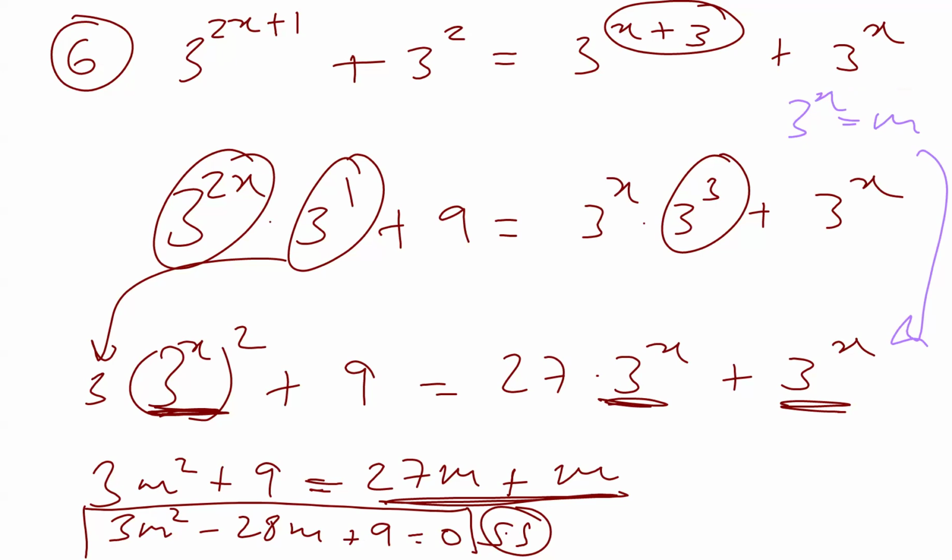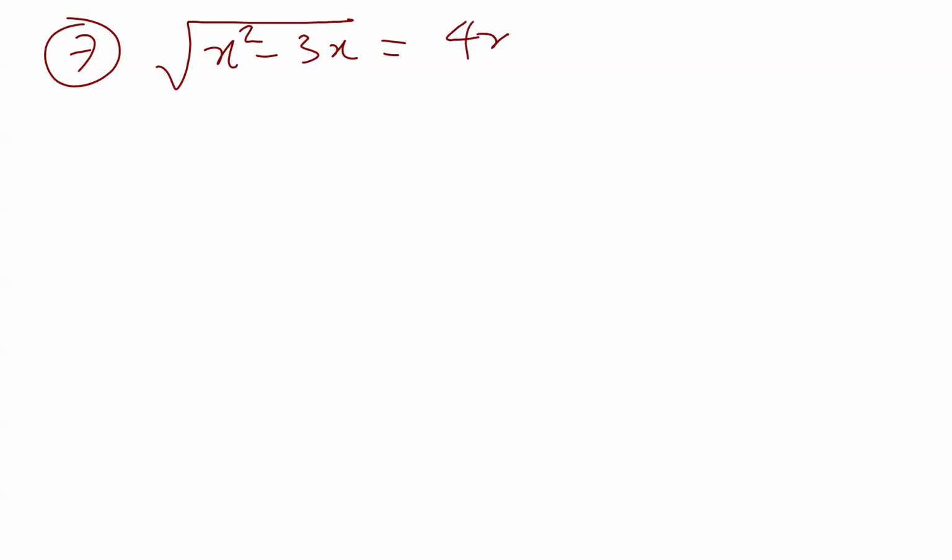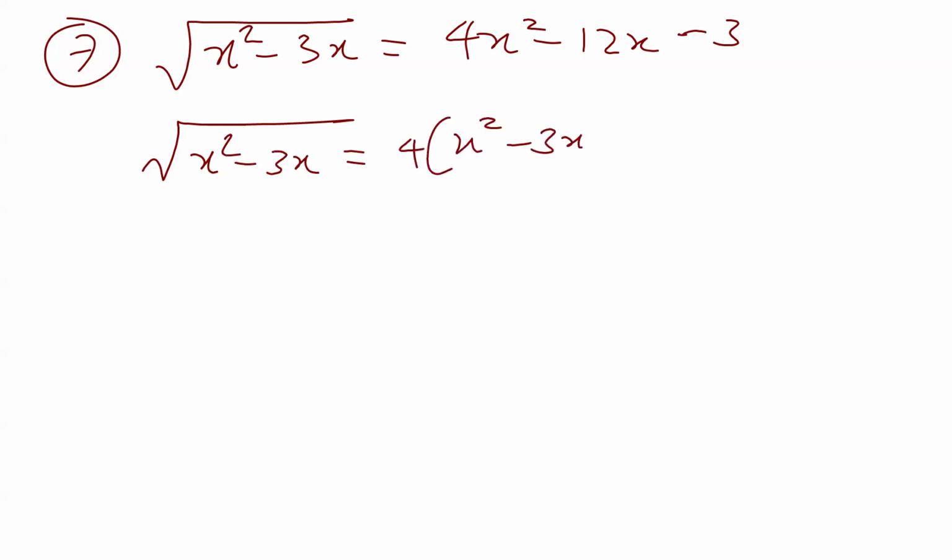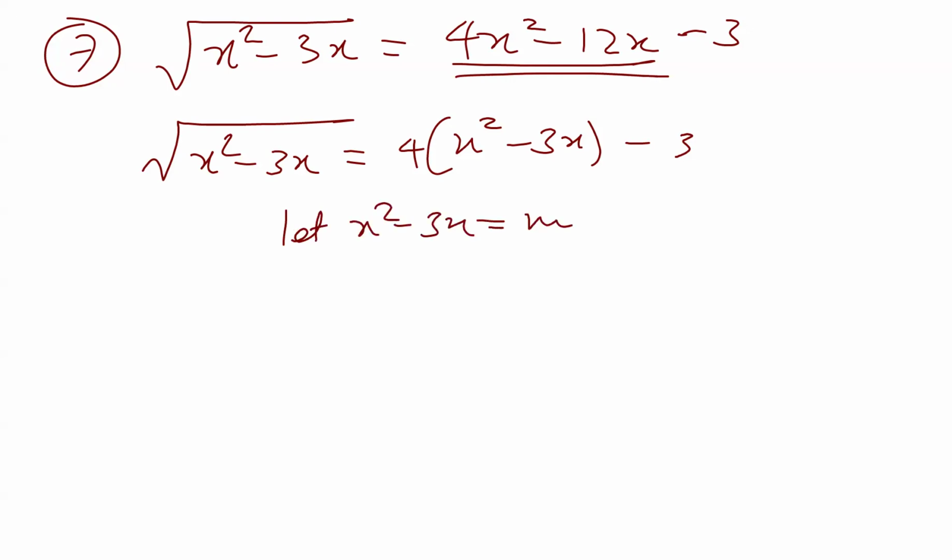Yeah, let's go to the 7th problem over there in your worksheet. 7th problem. Root of x square minus 3x is equal to 4x square minus 12x minus 3. Okay. So root of x square minus 3x, take 4 common. X square minus 3x minus 3. Okay. I have taken 4 common over here. Now let x square minus 3x be m. Now this time see we are changing the strategy. We are taking x square minus 3x as m.